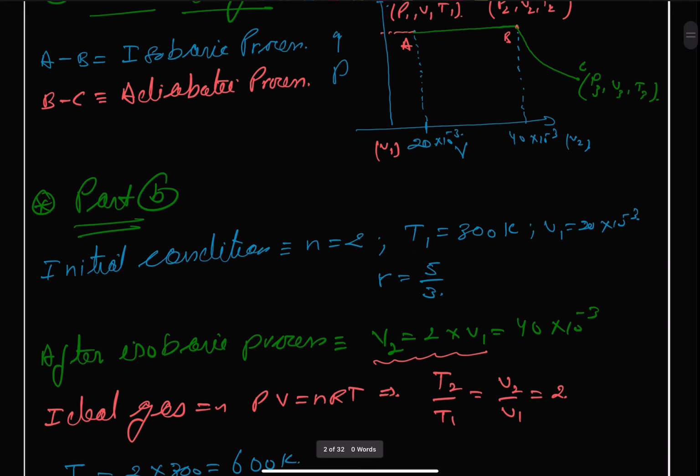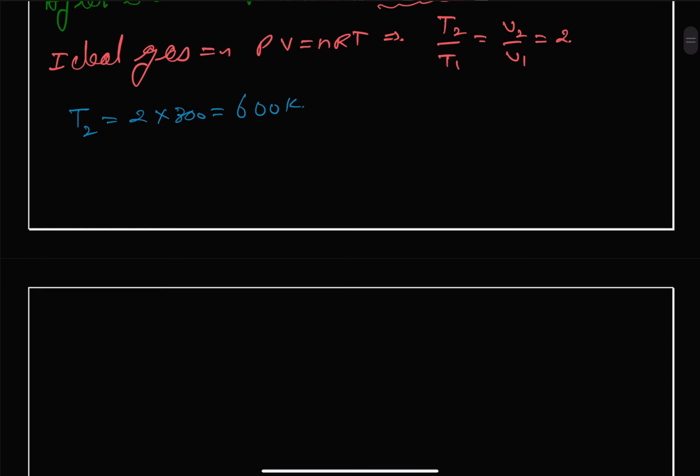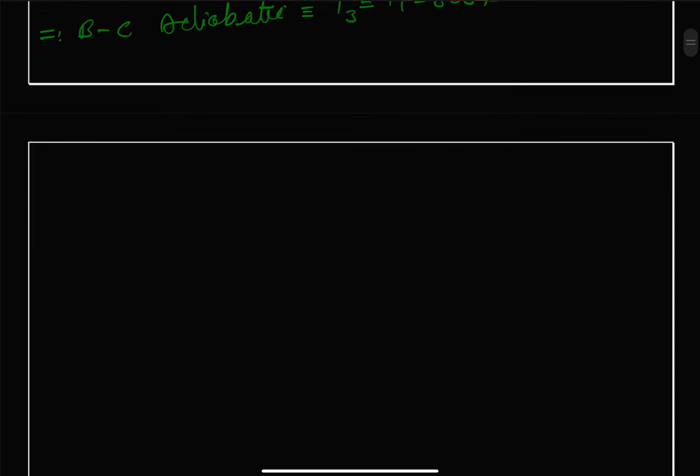And from B to C, it is an adiabatic process. B to C, the process is adiabatic, and it is mentioned in the question that it returns to the original temperature, that is our T3 will once again be equal to 300 Kelvin. And here we can use the relationship that T V to the power gamma minus 1 is equal to constant.